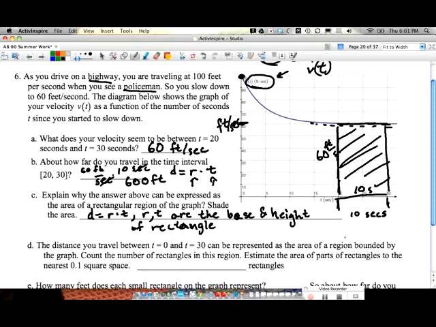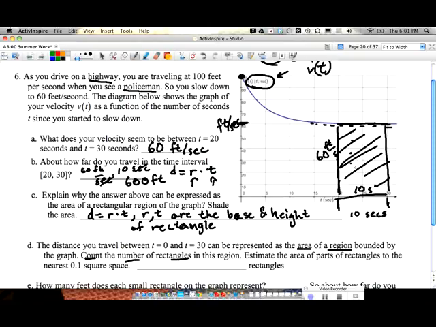Let's take a look at this next one. Distance you travel between 0 and 30 can be represented as the area of a region bounded by the graph. Okay, so we're talking about this area underneath the blue line, all of it. Estimate the area of parts of the rectangles to the nearest. Oh, wait, what's it saying here? Count the number of rectangles. So each of these boxes counts as a little rectangle, I guess you could say.